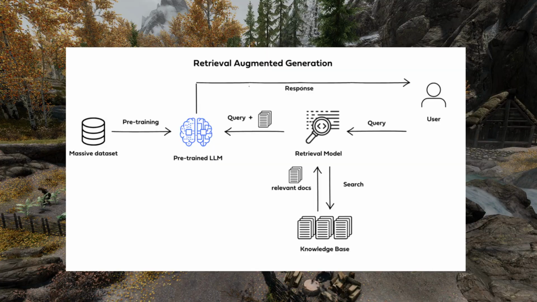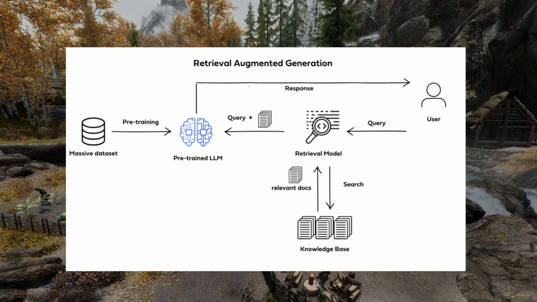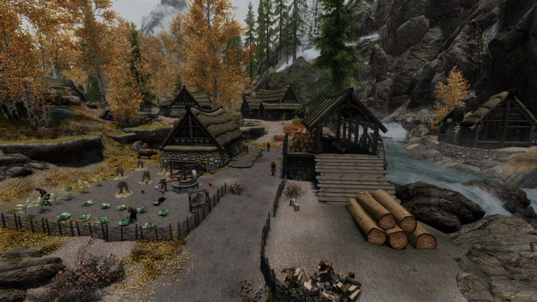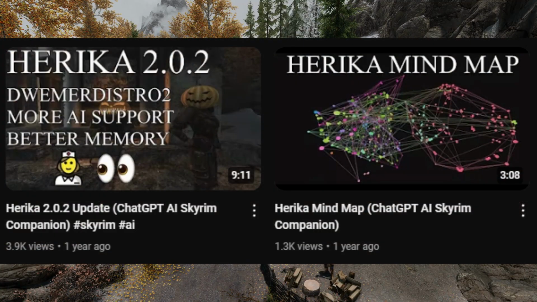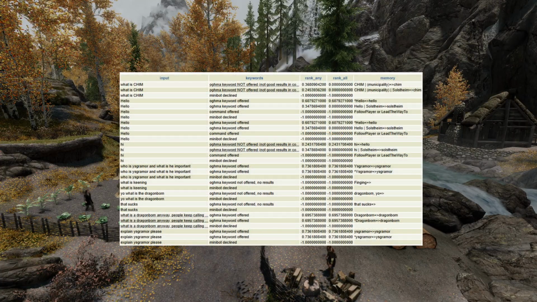We use it to inject correct information into AI chatbots so they don't just make random crap up. Funnily enough, we've had a RAG system in place for quite a while now. The whole memory system is actually just RAG. We just reverse engineered the memory system to work here for Oghma.